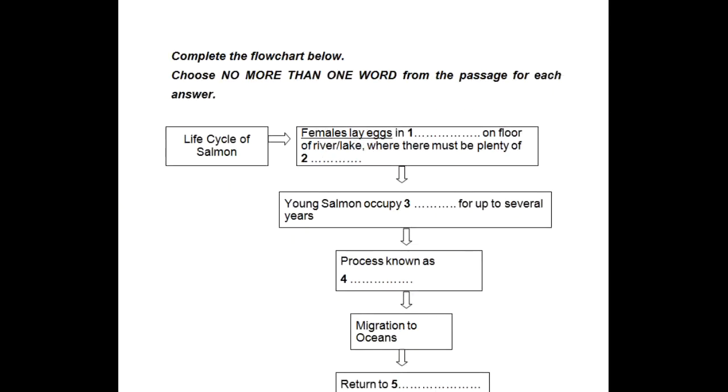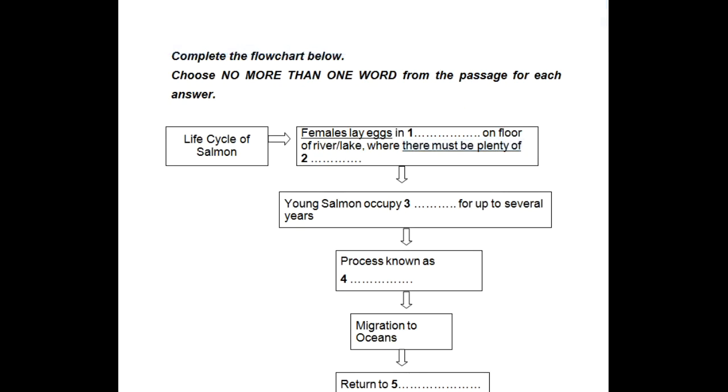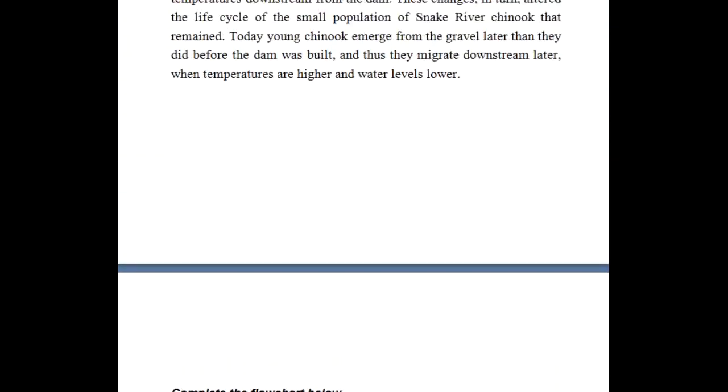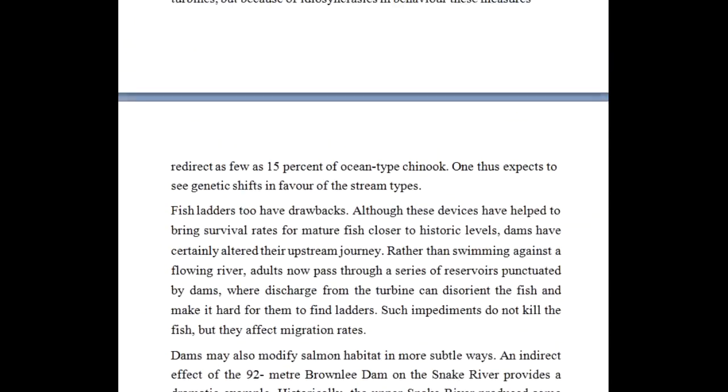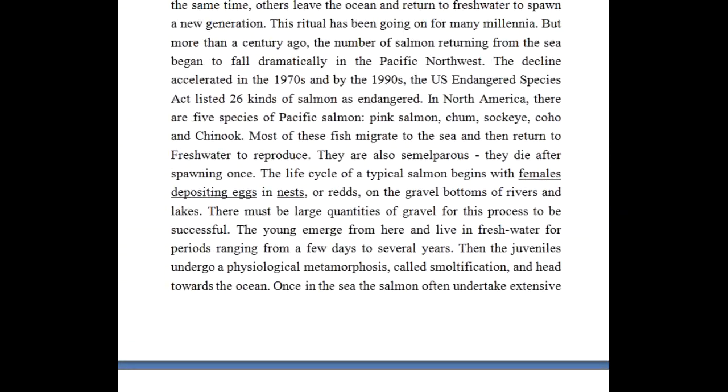Next question, underline the keywords: on floor of river lake where there must be plenty of. There must be plenty of what? I have to find out. So plenty of perhaps is the keyword here that can help you get the answer. Some longer passages. Okay. So on the gravel bottom, there must be a large quantity of exactly the same word, isn't it? There must be a large quantity of gravel, right? So the answer is gravel.